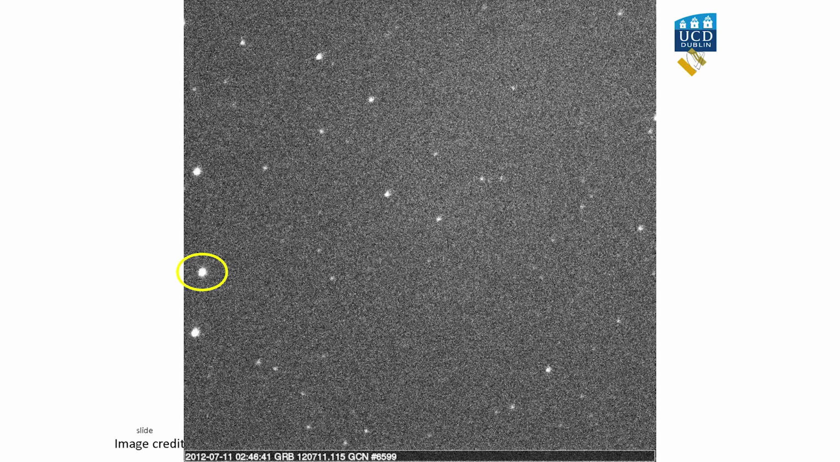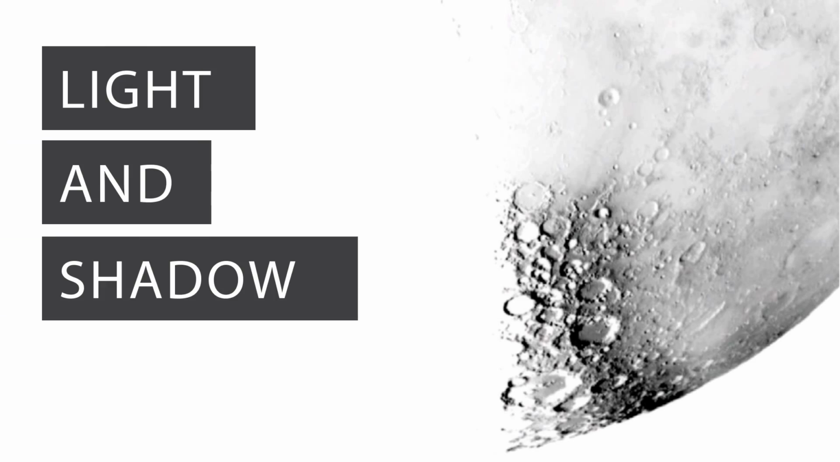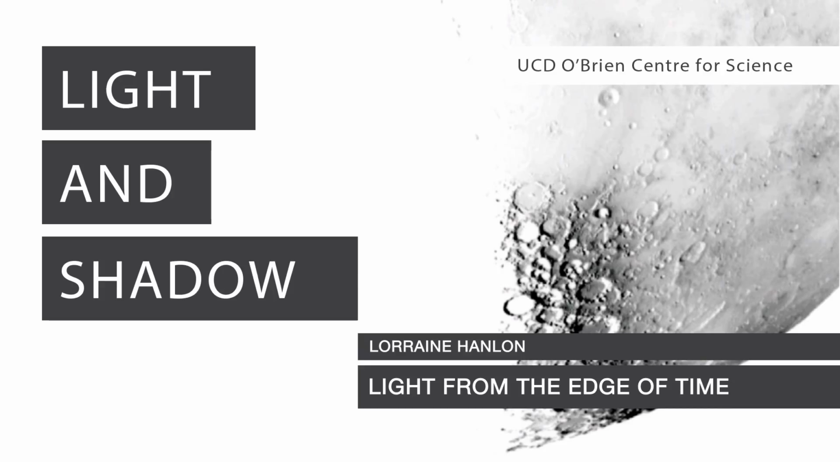There's a slight shift between that image and the next one, but the pattern is the same. And then over a few minutes, that source just disappeared, and then it's gone. That was a source about 7.5 billion light years away, and we were able to see it with our little robotic telescope. So that's how we hope to see light at the edge of time. Thank you very much.